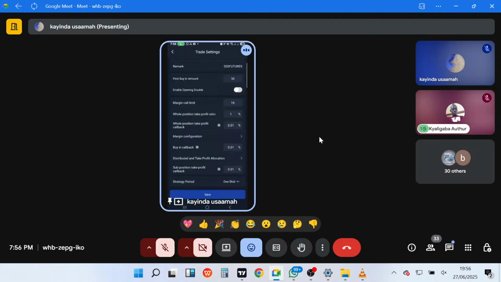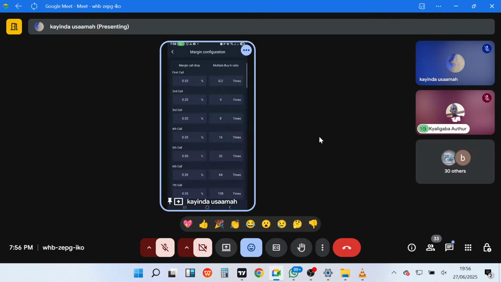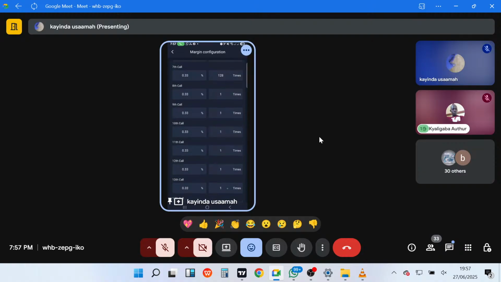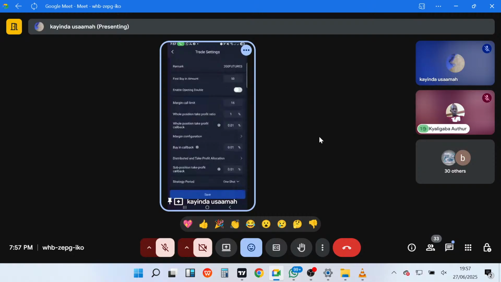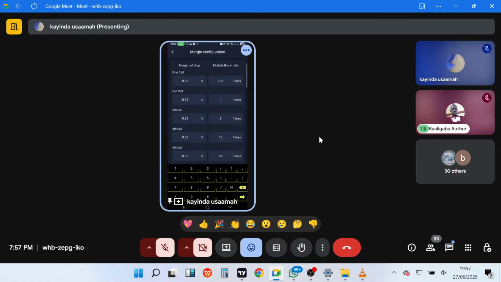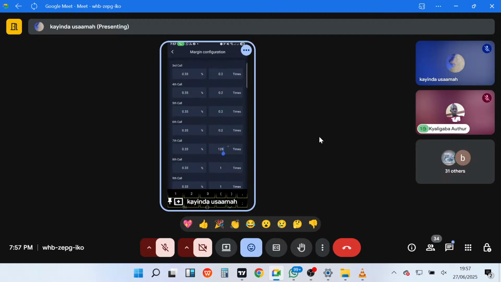One strategy, one shot. Come to margin configuration. Now, how does this margin configuration work? For example, it's this: 0.8, 0.2, 0.2, 0.2 of $50. That's how much? That's 10, not so.